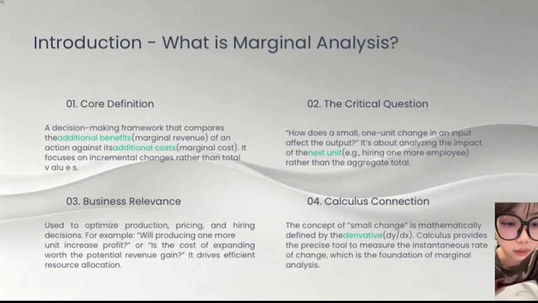Not all total numbers. Second, the critical question we think about is, if we add one more product, how will our profit change? We only care about the next one, product or worker, not all of them. Third, business values. Shops and factories use it to decide how many goods to make, how much to sell, and how many workers to hire. It helps them use money well.